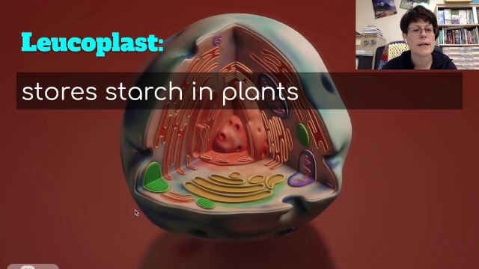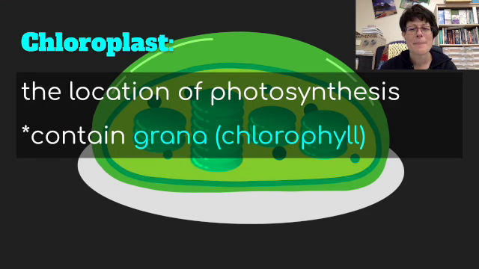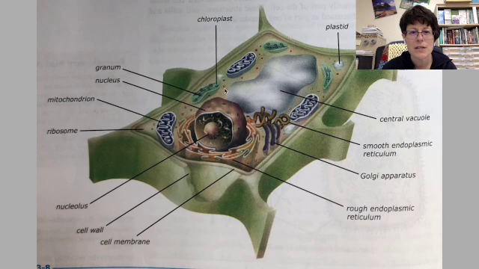There are also leucoplasts. These store starch in plants. So this is a plant thing. So I probably shouldn't have the animal cell in the background. There are chloroplasts. This is the location of photosynthesis. It contains grana, which contain chlorophyll. These stacks are grana in the background, and each little plate-like thing is called a thylakoid. And these are the location of where that chlorophyll is for photosynthesis. So here is our chloroplast, and it has the granum there. Grana would be plural.